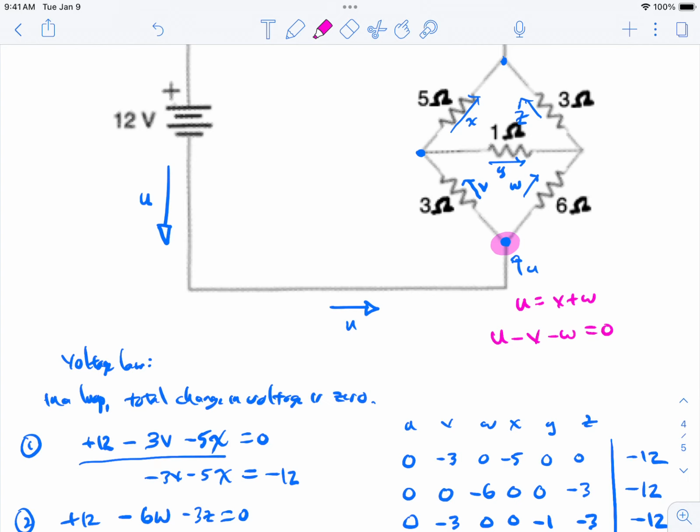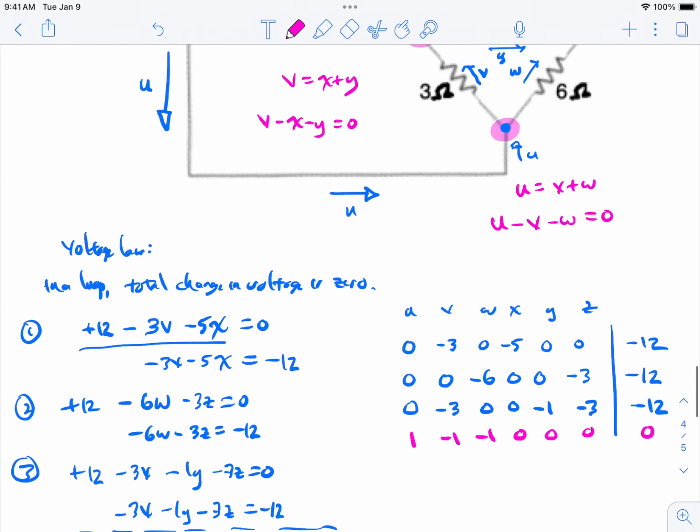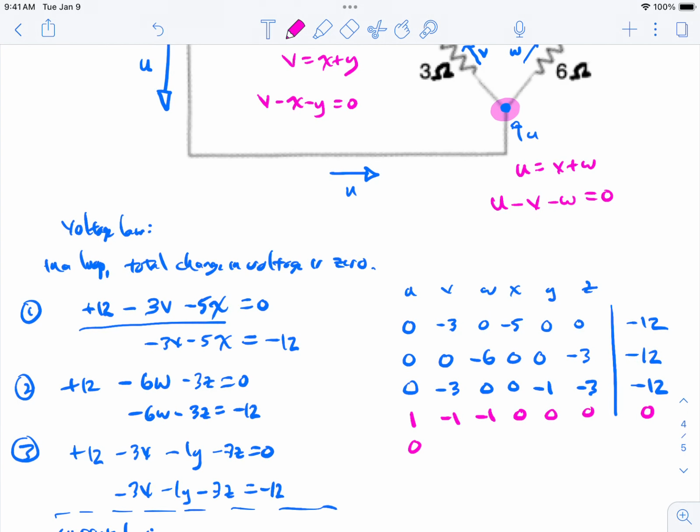Let's pick another one of those. How about this one? At this junction, what goes in is the V. What goes out is the X and the Y. So V is equal to X plus Y. So again, move your variables to the left. It'll equal 0, and code that equation down here: nothing times U, 1 times V, nothing times W, minus 1 times X, minus 1 times Y, nothing times Z equals a 0 on the right.